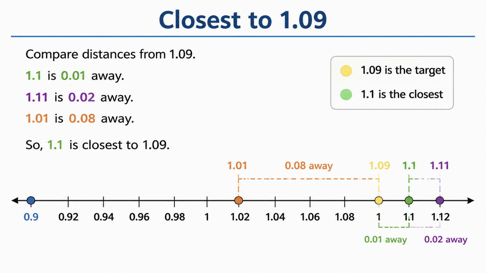Closest to 1.09. To find the number closest to 1.09, compare distances. The distance from 1.1 to 1.09 is 0.01. The distance from 1.11 to 1.09 is 0.02. The distance from 1.01 to 1.09 is 0.08. The distance from 0.9 to 1.09 is 0.19. The smallest distance is 0.01, so 1.1 is closest to 1.09.